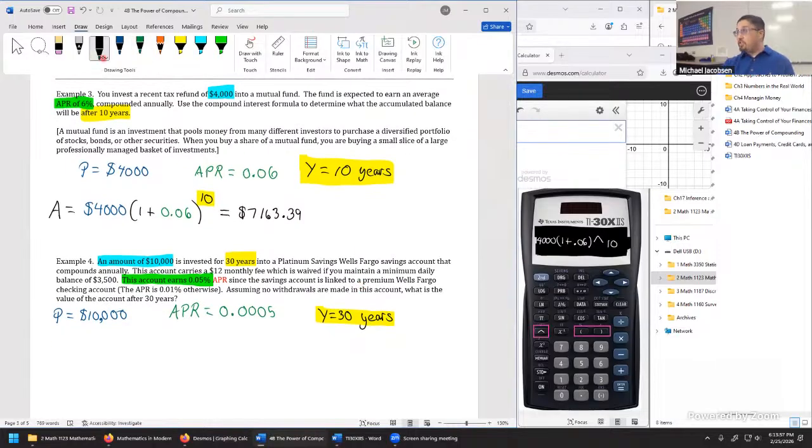Next thing we should do is throw it into the formula. The formula isn't quite there. We scrolled past it, but this is a pretty good skill for just getting used to working with this formula. If you write out on paper, A equals P times 1 plus APR, raised to the power of Y.